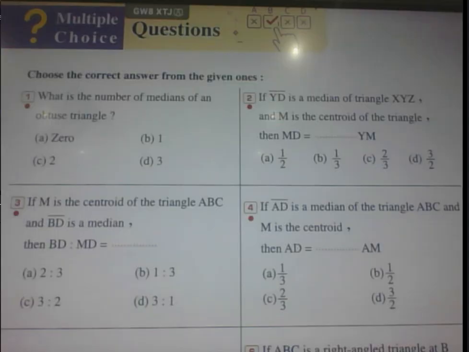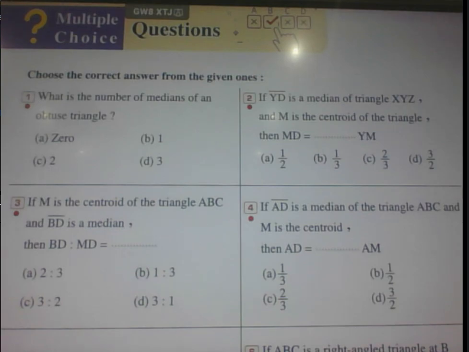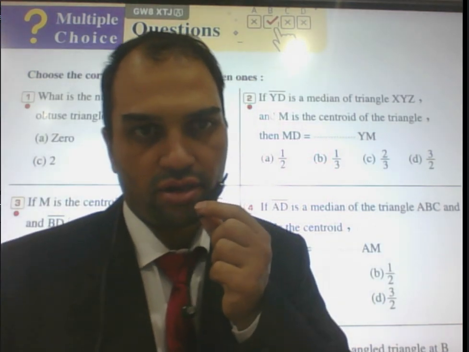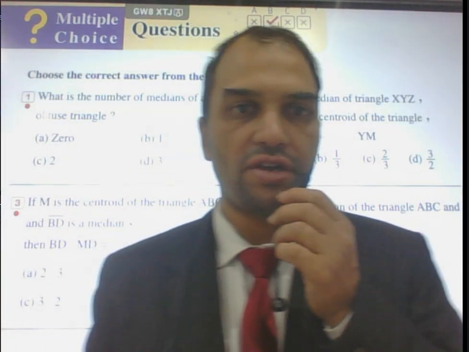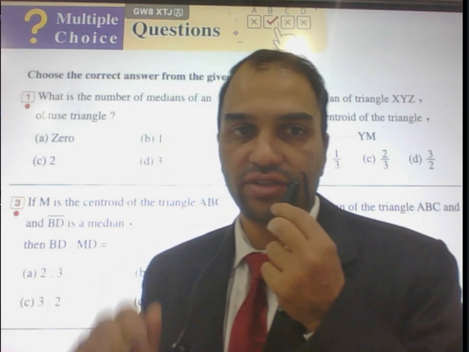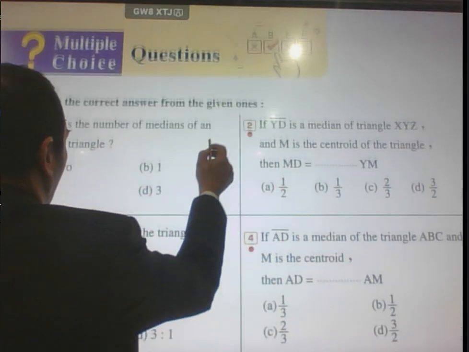Look with me at this question. We'll publish these questions about this lesson. First question: what is the number of medians of an obtuse triangle? We know any triangle has three sides, three vertices, and also three medians. What is a median? A median is a line segment joined between the vertex and the midpoint of the opposite side, like this.